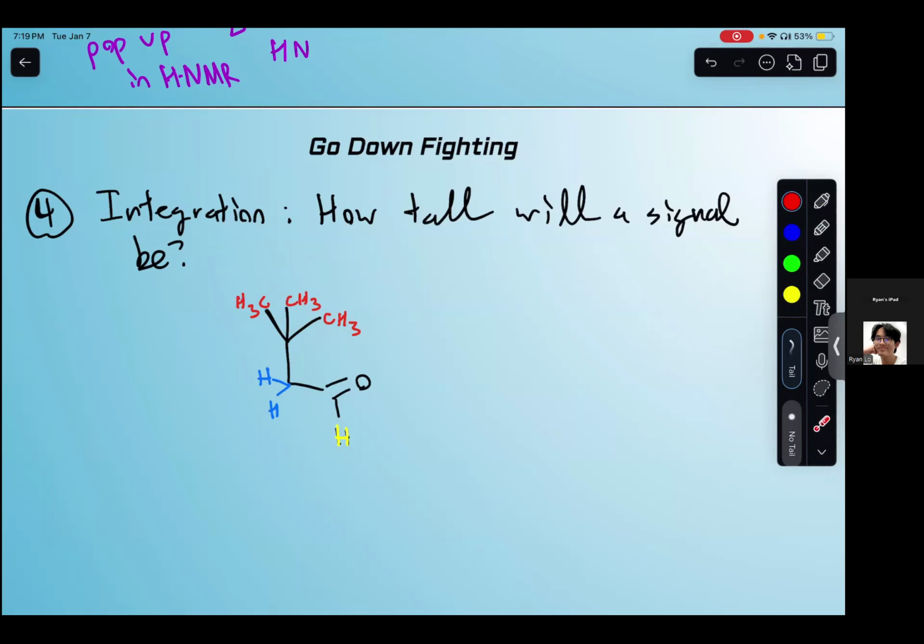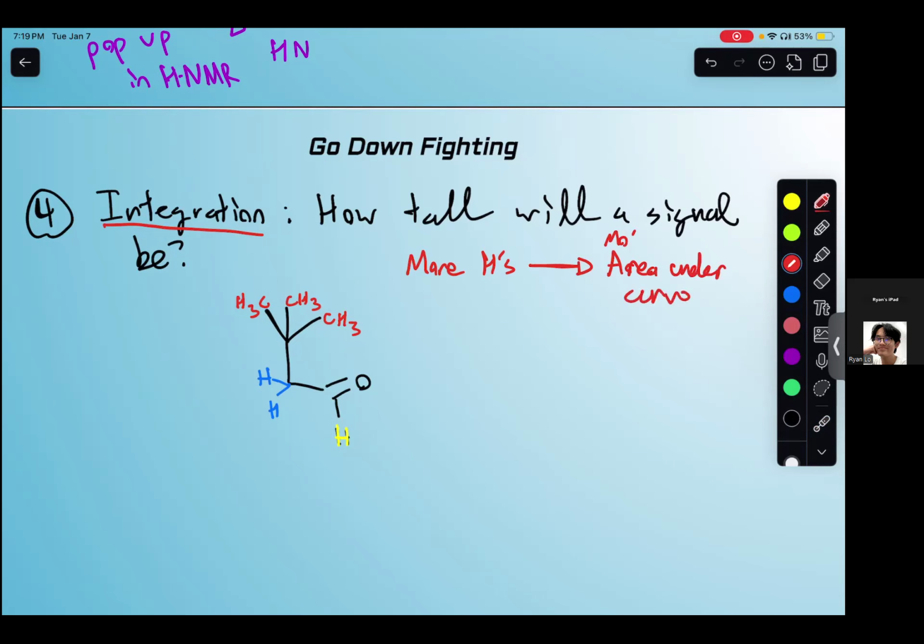The way that chemists figure out how many hydrogens belong to a certain signal is by doing integration. If you remember integration, it's area under the curve. The more hydrogens you have belonging to a certain signal, the more area will be under the curve. More hydrogens means more area under the curve, which means the signal shows up as a taller signal.